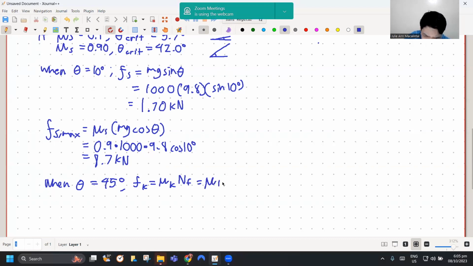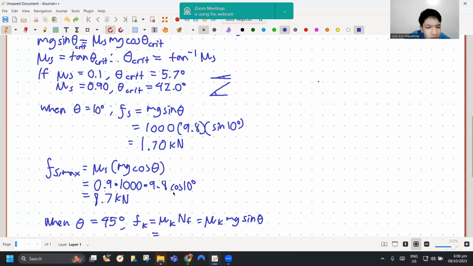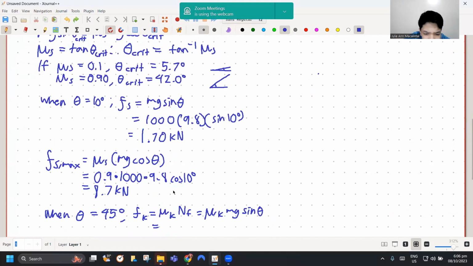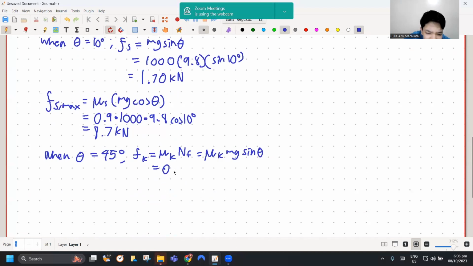Wala tayong binigay na value for mu k eh, di ba? Pero usually it's near the value of mu s. So, let's assume na mu k equals mu s. Ano po yung normal, the kinetic friction is usually lower than the static friction or higher ba po? Usually lower yan. So, kung let's say equal lang sila for some reason.